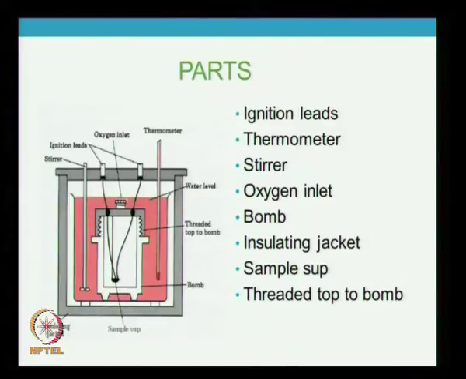With the help of the ignition leads, the fuel in the sample cup is burned and the heat liberated is transferred through the walls of the bomb to the water. The temperature is determined using the thermometer. With the help of the stirrer, uniformity of the temperature is maintained. With the help of a predefined program and software, the calorific value of the fuel is determined.